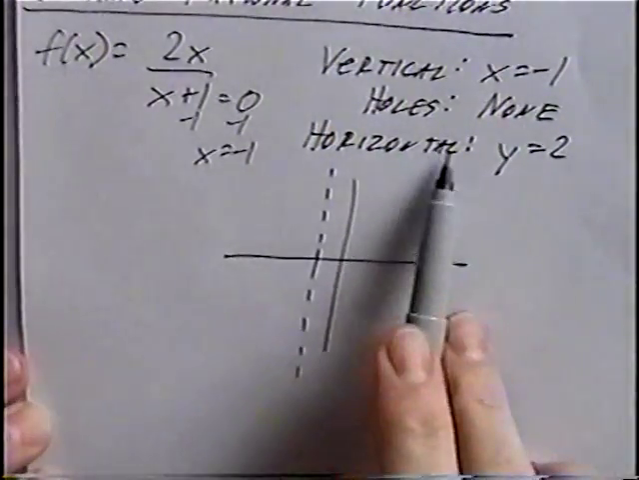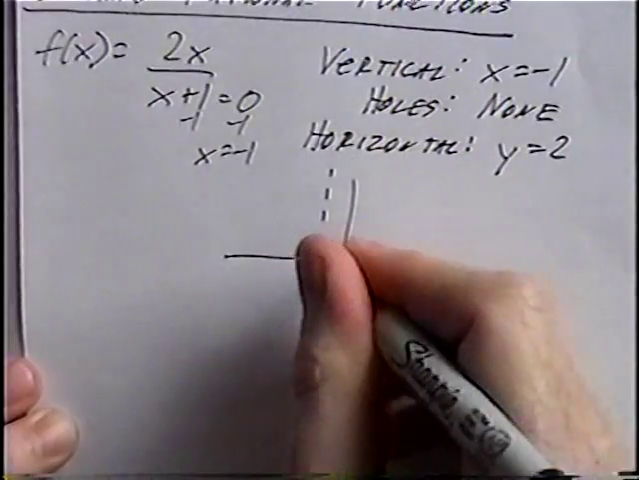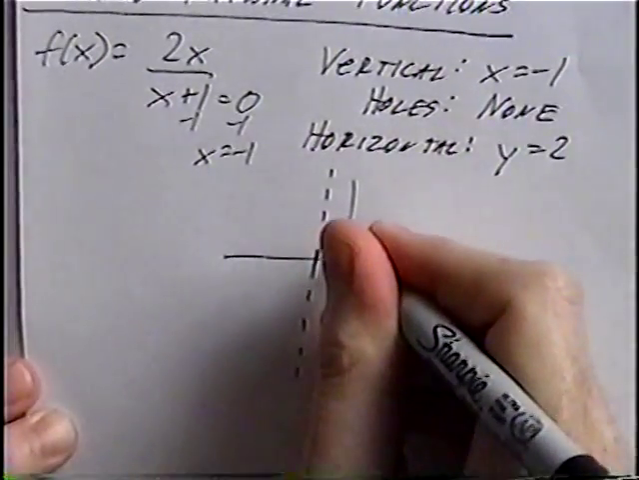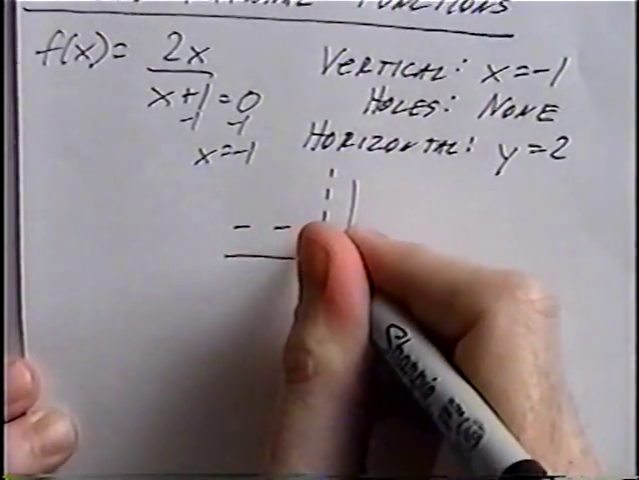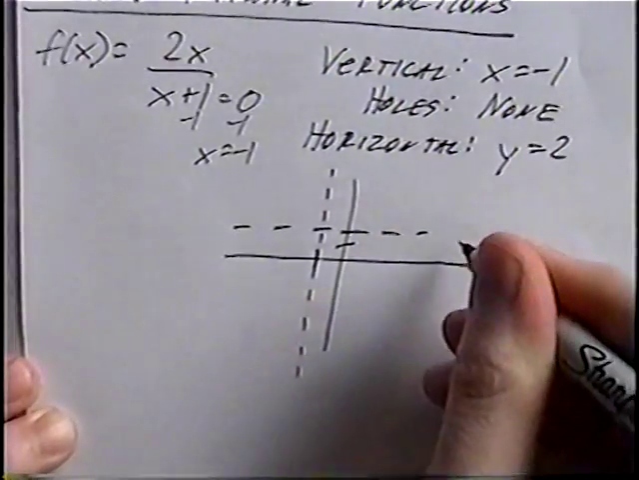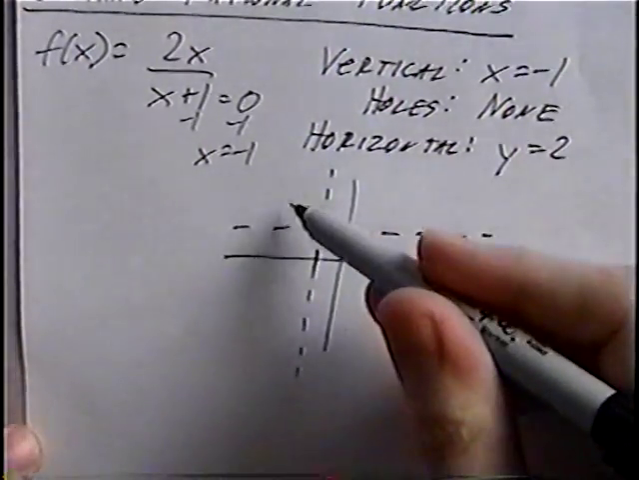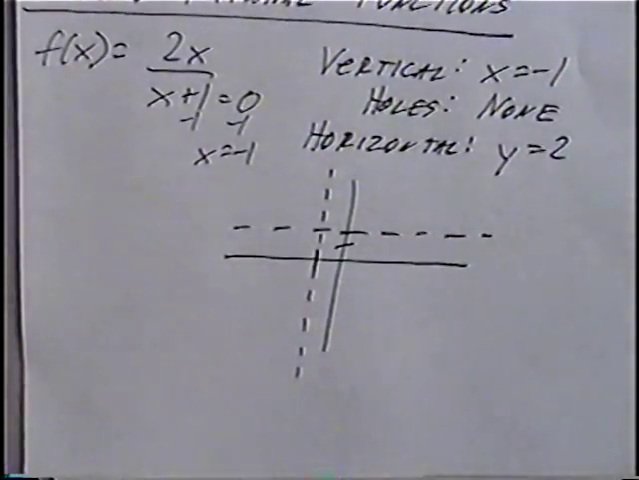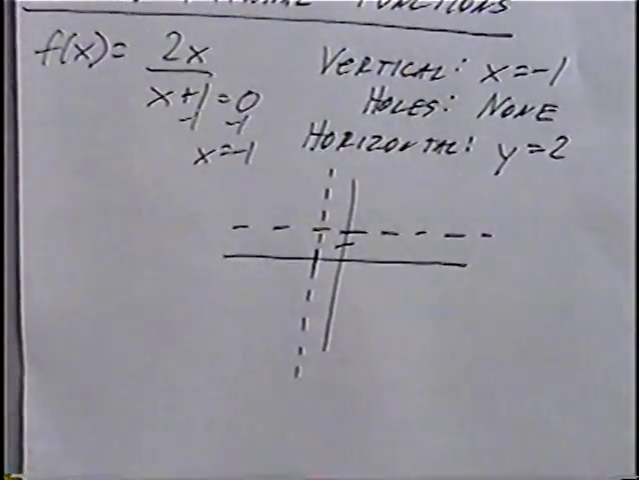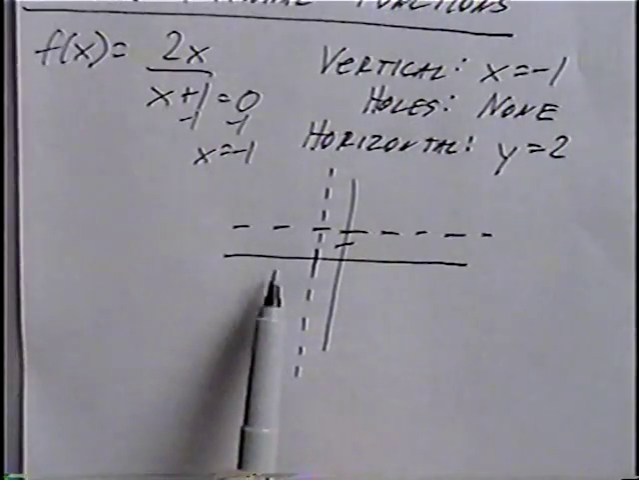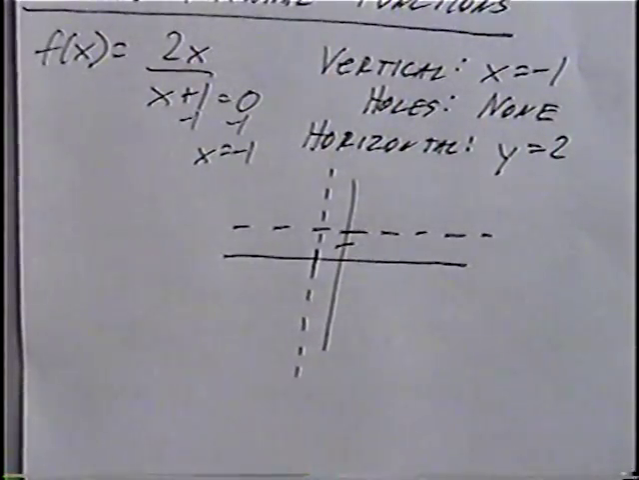Horizontal, the same thing as the vertical, except it's horizontal at y equals 2. And you have a dashed line going across, crossing at y equals 2. Again, the graph cannot cross the horizontal asymptote. With the vertical and horizontal asymptotes, we have 4 sections of the graph.